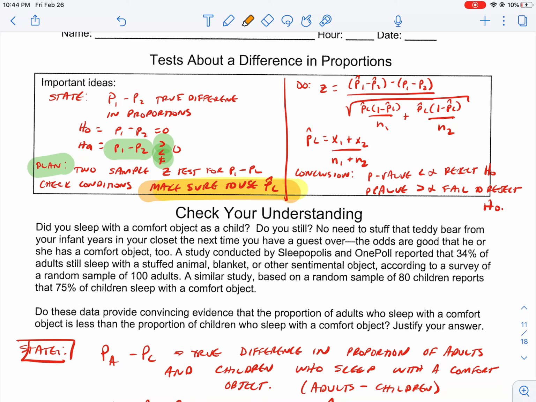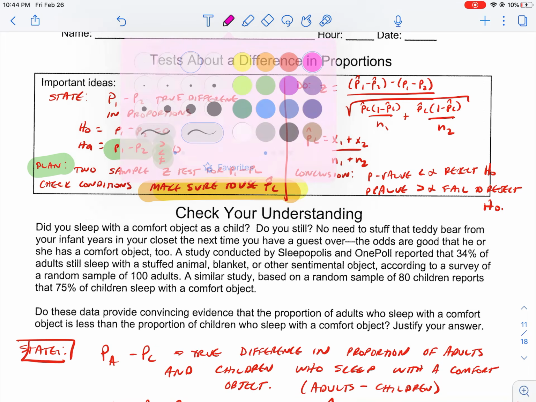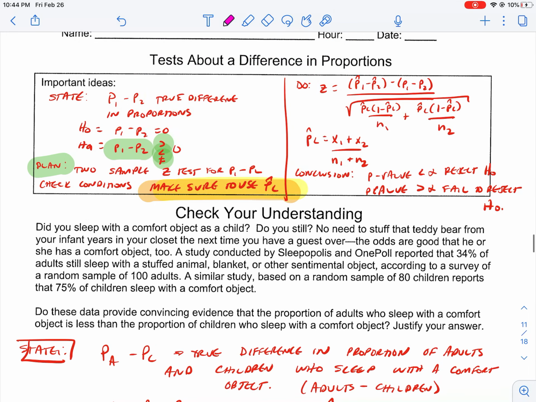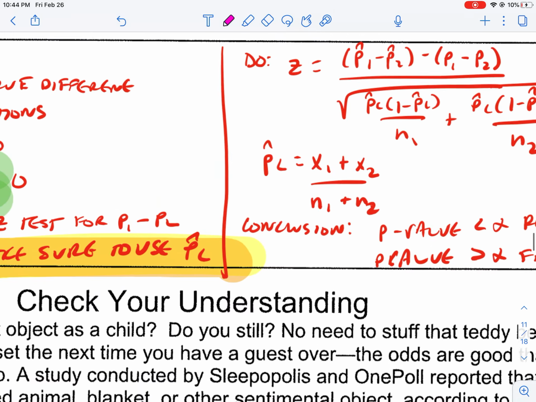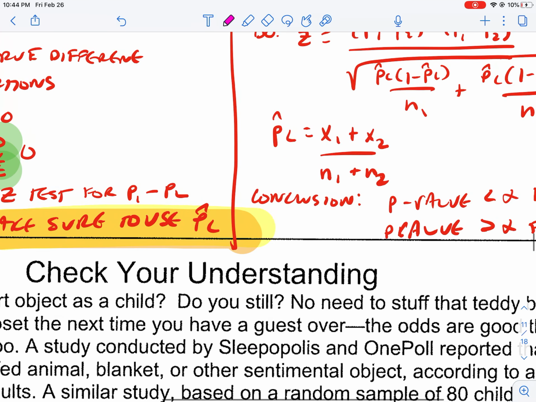And just a note over here, so I can draw a little arrow. P hat sub c is both of the pieces together. So both the things that you sampled, both samples combined into one. That p hat sub c is going to go into your standard deviation formula, and it's also going to help you check that 10% condition, remember. So that p hat sub c goes into here, and it also goes into some of your conditions as well. So keep in mind that as true.